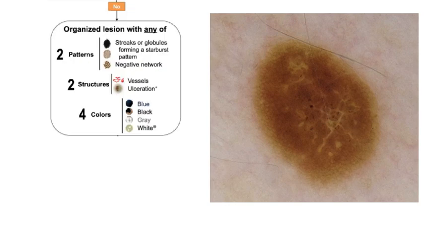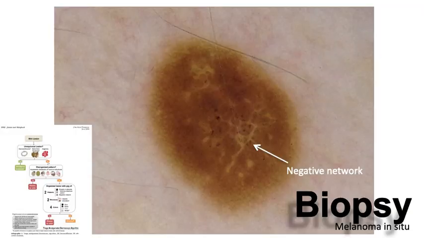Does the lesion reveal any of two patterns, two structures, or four colors? And the answer is yes. So we are seeing a negative network in the lower portion of this lesion. Therefore, according to the algorithm, a skin biopsy will be performed, and this was a melanoma in situ.